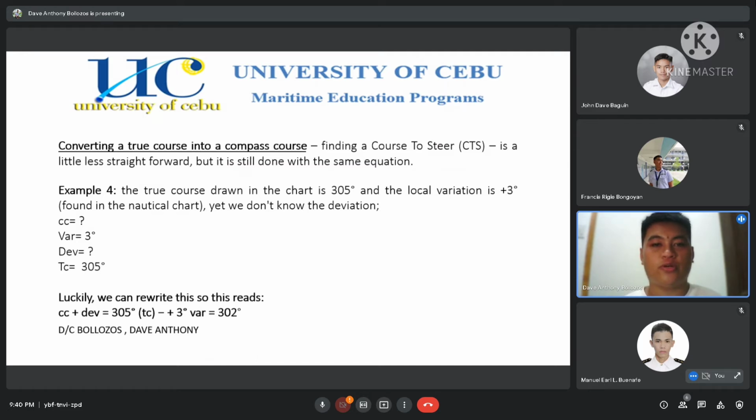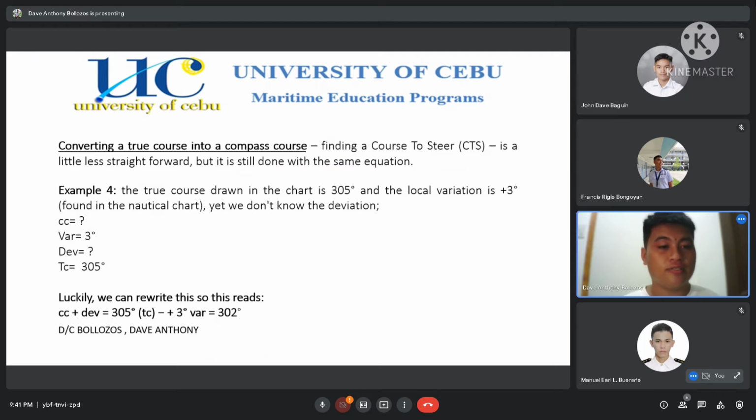So to continue our report, converting a true course into a compass course. Finding a course to steer, or CTS, is a little less straightforward, but it is still done with the same equation. Example 4. The true course drawn in the chart is 305 degrees and the local variation is positive 3 degrees, found in the nautical chart. Yet, we don't know the deviation.